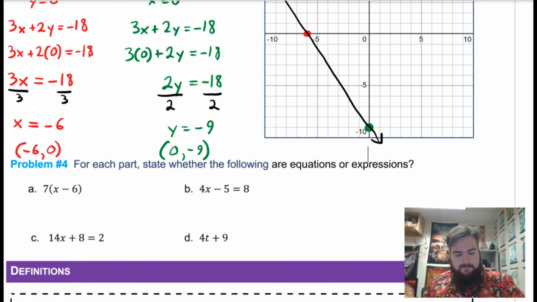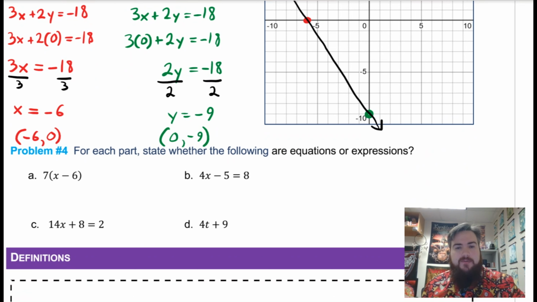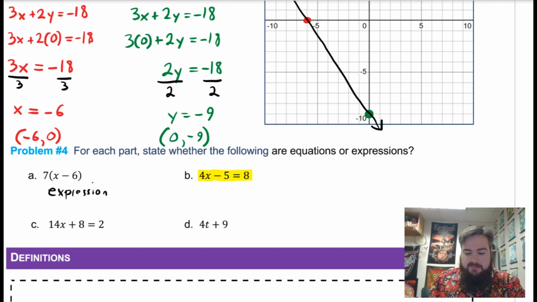Let's look at another problem here. This one says for each of these 4 parts, we're going to state whether the following are equations or expressions. So, for this first one here, we have 7 multiplied by the quantity x minus 6. In order to be an equation, this would have to involve an equal sign. We don't see that there, so this is just an expression. Whereas if we look at the second problem there, 4x minus 5 equals 8, that means we have 2 expressions, 4x minus 5, as well as the expression of 8. Those are equal to each other. Because there is an equal sign there, this is an equation itself.